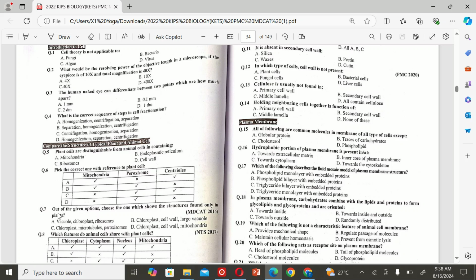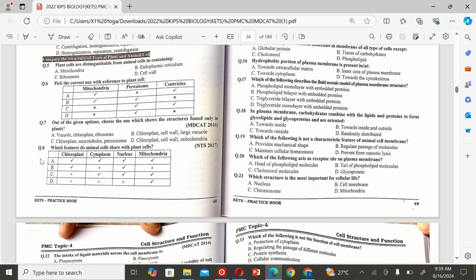The next MCQ is: out of the given options, choose the one which shows the structure found only in plants. A. Vacuole, chloroplast, ribosomes. B. Chloroplast, cell wall, large vacuole. C. Chloroplast, microtubule, peroxisome, and D. Chloroplast, cell wall, mitochondria. So the correct option is C. Chloroplast, microtubule, and peroxisome.